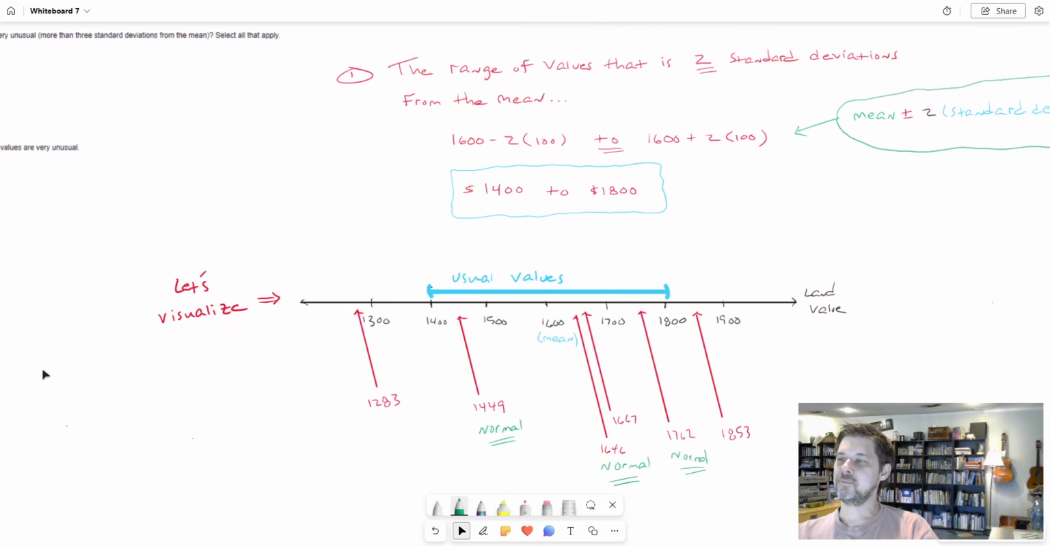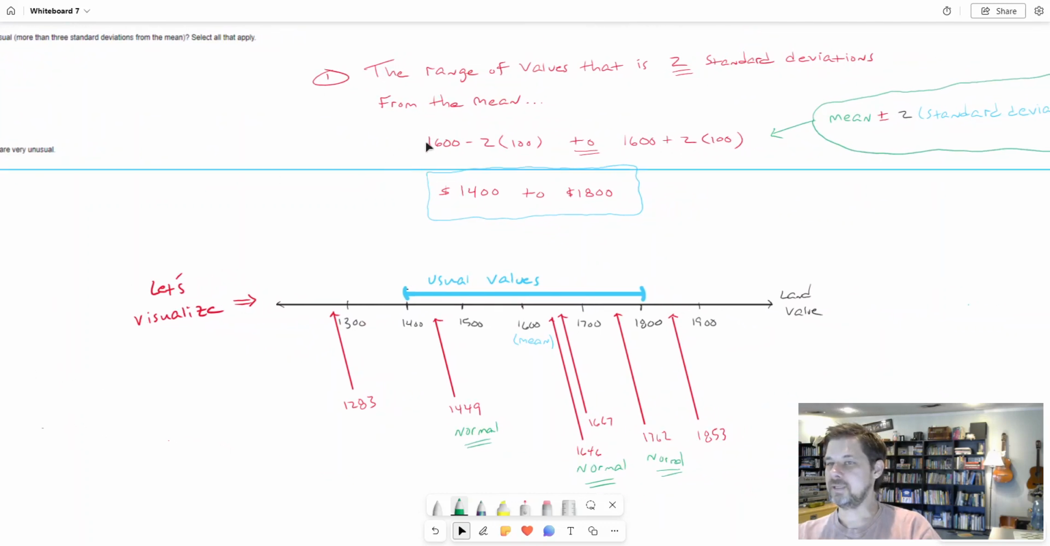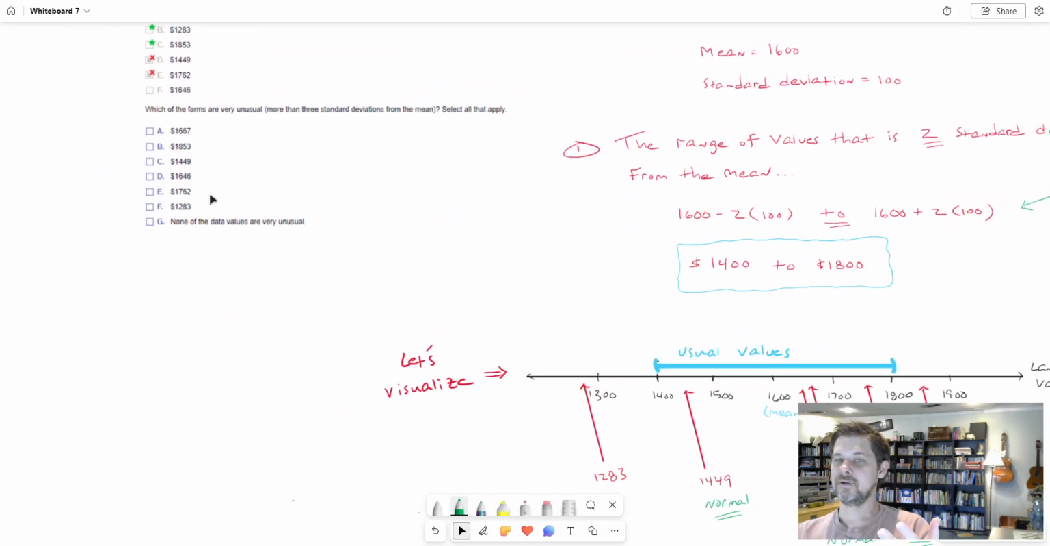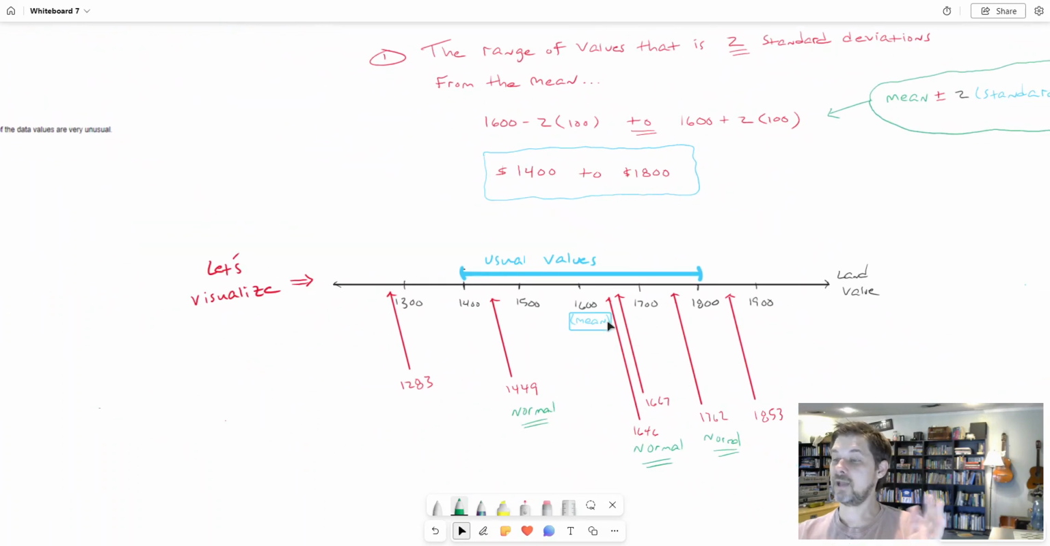Well, the concept wouldn't be any different. I would just have to take the mean, take away 3 times the standard deviation. That would be the low end of that range. And then take the mean plus 3 times the standard deviation. That would be the high end. And then if I wanted to, I could plot them on the number line again, and figure out which ones are outside of 3 standard deviations down and 3 standard deviations up. So that's how you do it.